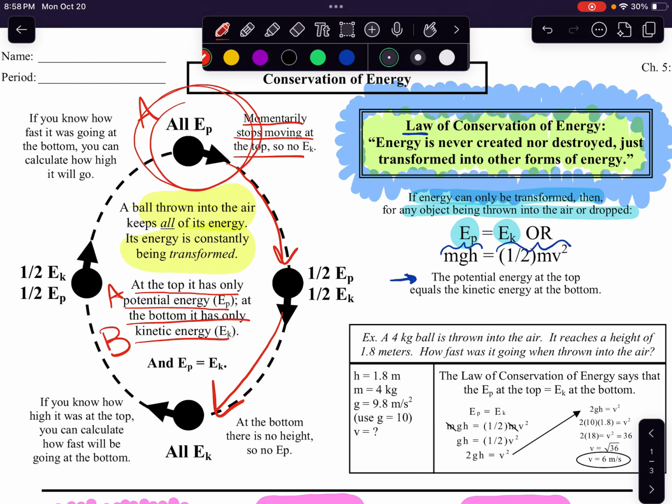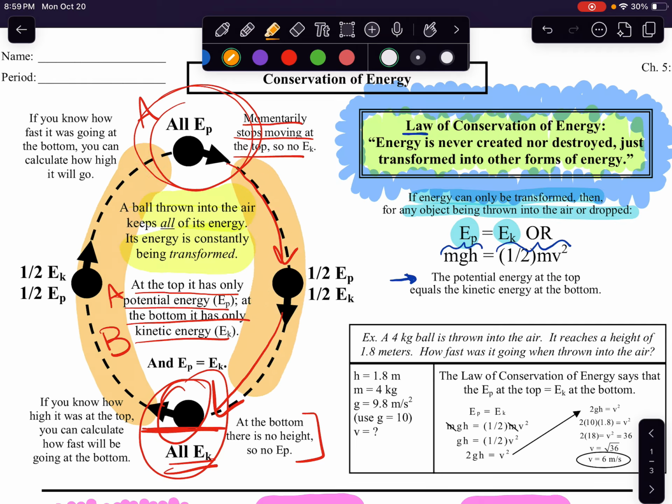And then part B, at the bottom, the ball has only kinetic energy because it no longer has a height. If that's the bottom, there's no height, so no potential energy. Anywhere in between, so the path of this ball being thrown up or down at any point other than the very tippy top or the very, very bottom, there is some amount of kinetic and potential energy. If you're exactly at the midway point, which is what they're trying to show right here, it's exactly half and half.